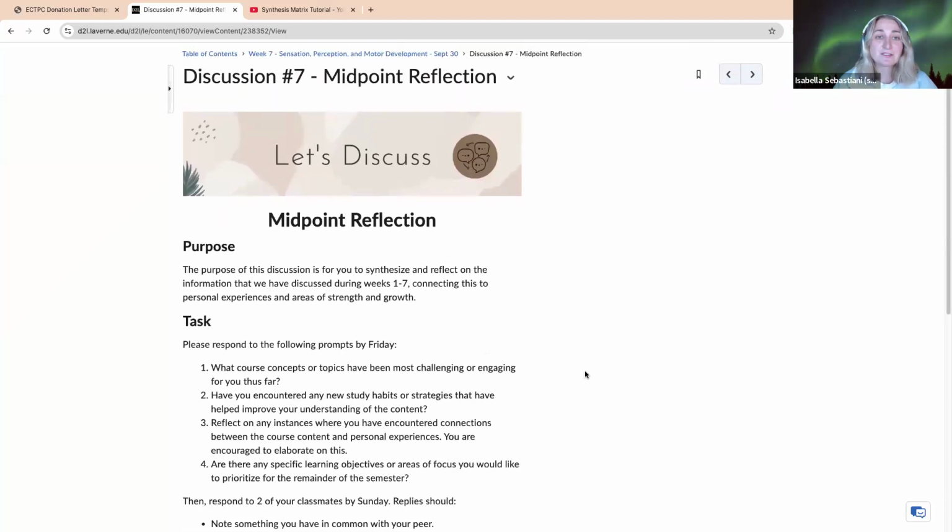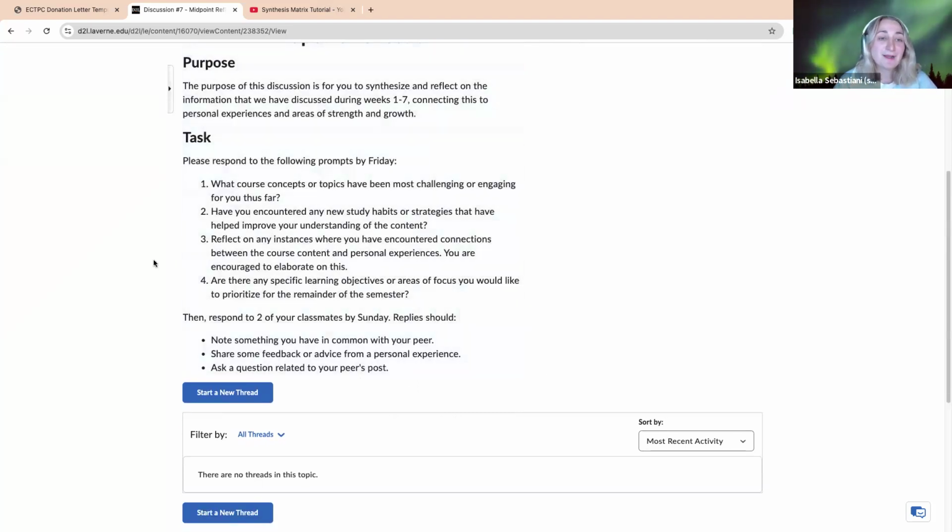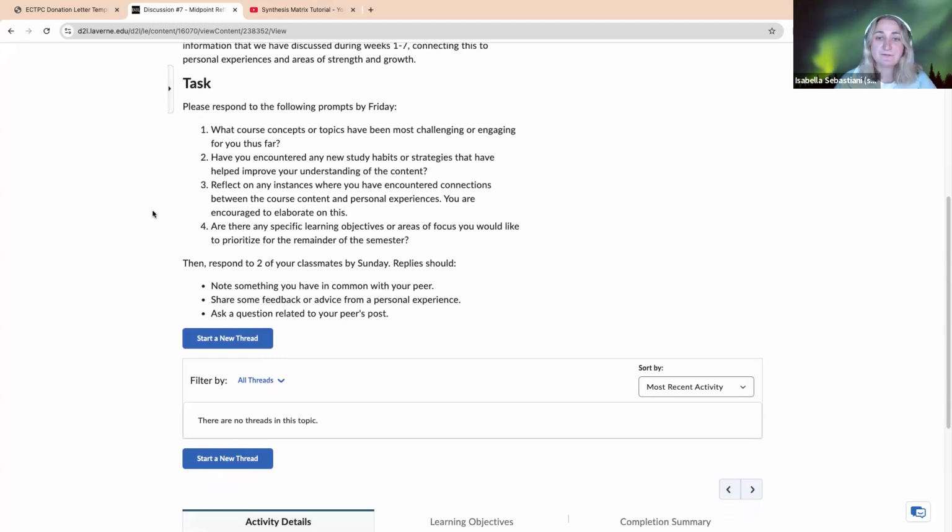It's a midpoint reflection. So in this discussion, I invite you to synthesize and reflect on your learnings so far this semester. By Friday, you're invited to respond to these 4 prompts. What course concepts or topics have been most challenging or engaging thus far? Have you encountered any new study habits or strategies that have helped improve your understanding of the content? Reflect on any instances where you've encountered connections between the course content and personal experiences. You're encouraged to elaborate on this. And then, are there any specific learning objectives or areas of focus you would like to prioritize for the remainder of the semester? As always, your answers to those prompts are due on Friday, and then responses to your peers, 2 of them, are due by Sunday.